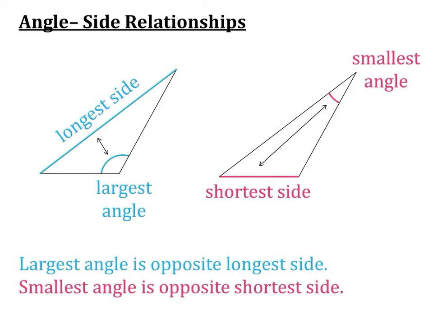So the relationship between our angles and sides: the largest angle is always opposite of the longest side. This is true for all triangles. And the smallest angle is opposite the shortest side. This is true for all triangles.